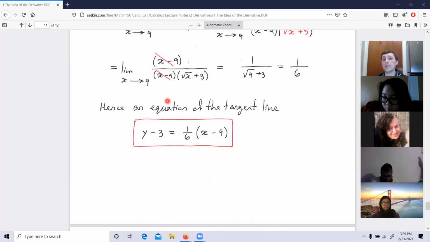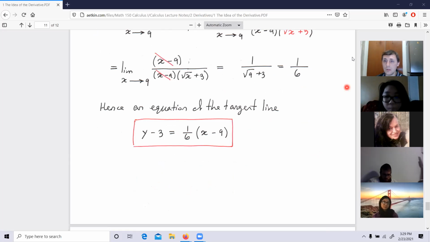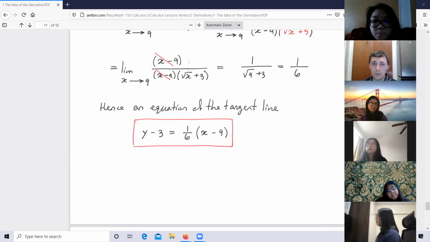Now, what's an equation of the tangent line? We know that we have one coordinate, which is 9, 3. So it's y minus 3 equals 1/6 times x minus 9. Good?